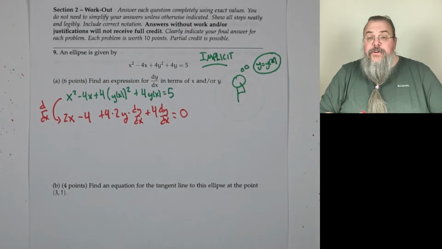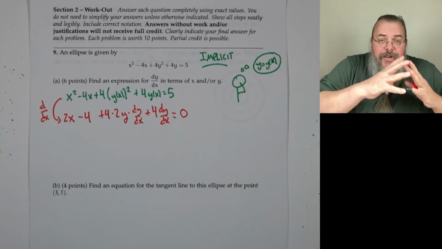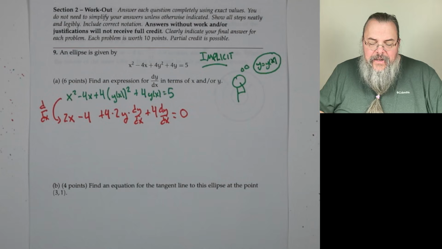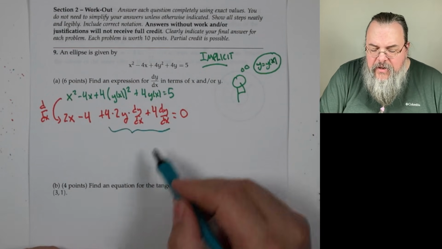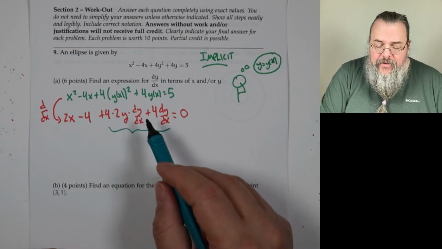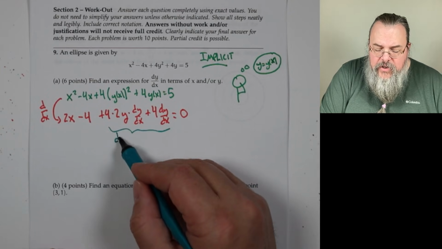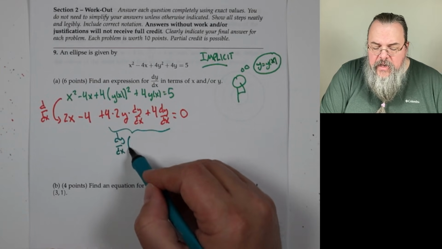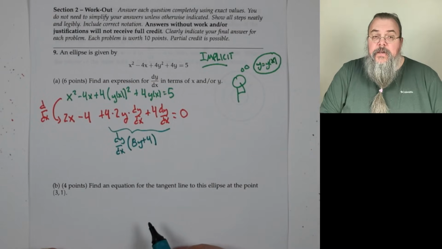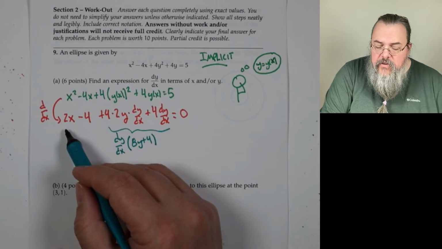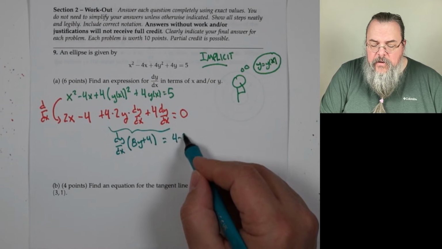Now, after you've taken that derivative, you go into your hunter-gatherer phase. And you say, well, on these two pieces here, they both have a dy/dx. So you move things around. You put the dy/dx terms next to each other, and you say, well, dy/dx times 8y plus 4. And then the other pieces, you move across. So that would be equal to 4 minus 2x.